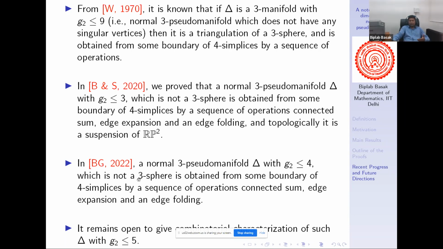Now in another work with my students, we again extend it to G2 equal to 4, and we prove that we get the same type of combinatorial pseudomanifolds. Again, it is still open for G2 from 5 onwards. That means it is not known what the combinatorial characterization of delta will be when G2 of delta is 5 or 6. So these are the possible open problems in these directions.